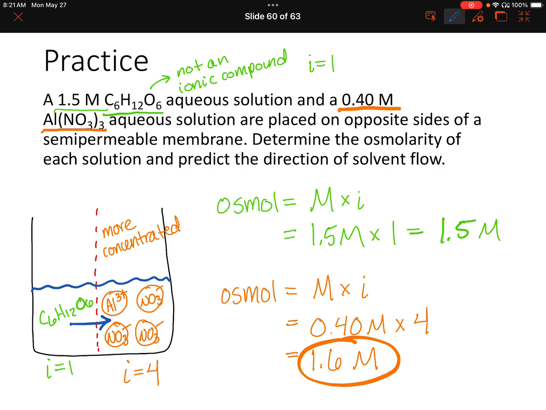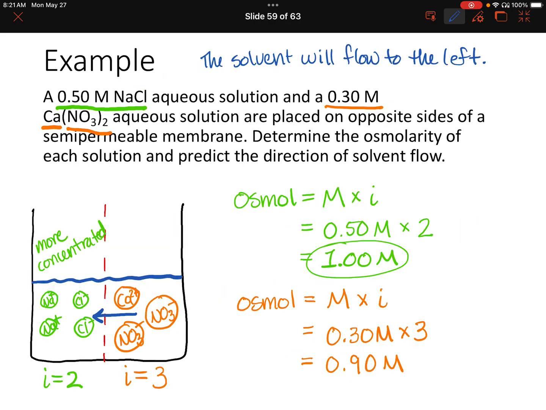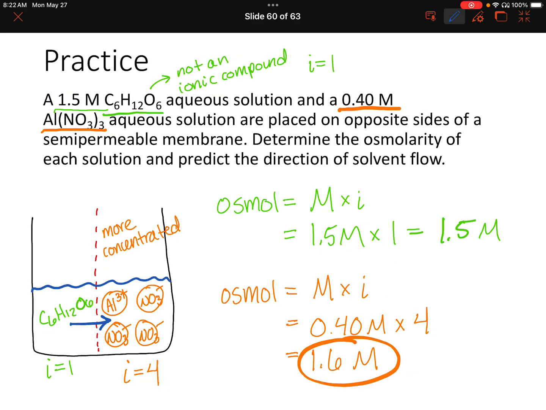So in the last problem, right away it looked like sodium chloride was more concentrated, and that was still true when we calculated the osmolarity, right? But in this second problem, initially it looked like the sugar solution was more concentrated than the aluminum nitrate solution, so it had a higher concentration. But when we calculated the osmolarity, we found that the aluminum nitrate solution was more concentrated, especially once those ions broke apart in solution. We had more solute.